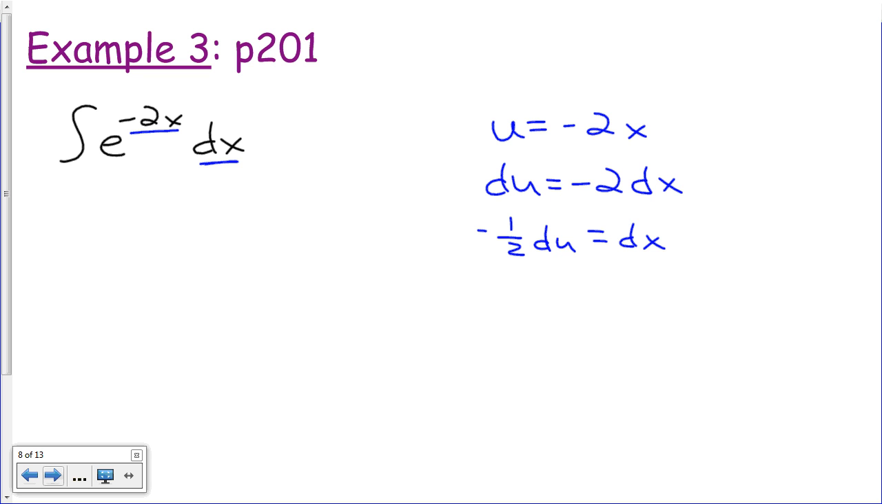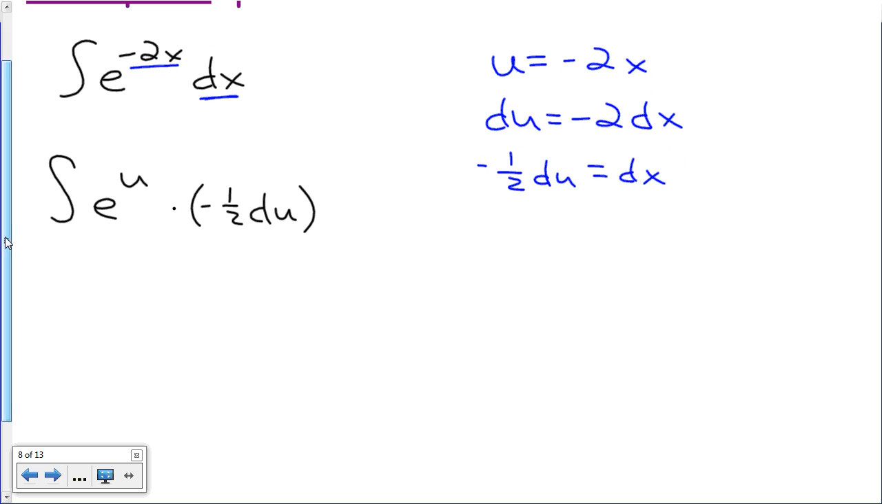And now we can make our substitution. So we end up with e to the, instead of negative 2x, it's e to the u times dx. And instead of dx, I'm going to replace that with a negative 1/2 du. Put it in parentheses since it's negative there. And let me pull the negative 1/2 out front. One of our properties there, we said, for the antiderivative or the indefinite integral of a constant times a function, the constant can come out front. And that's e to the u du.